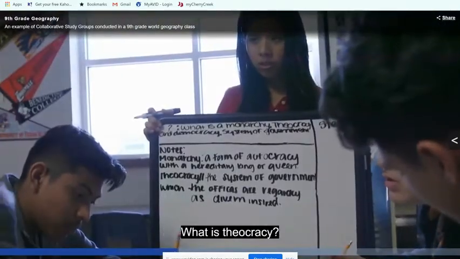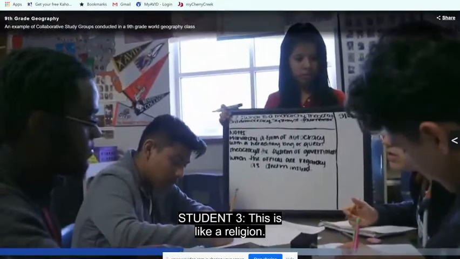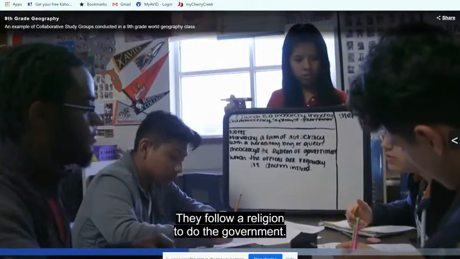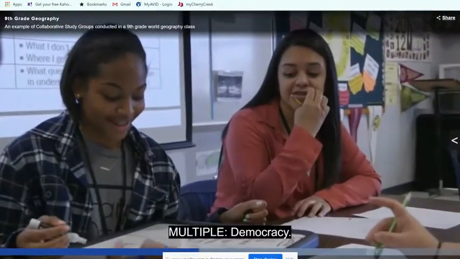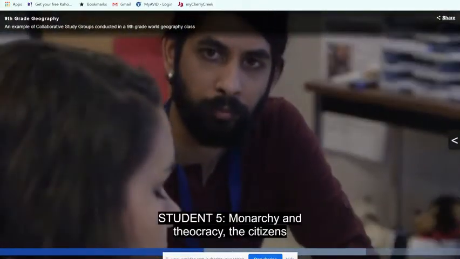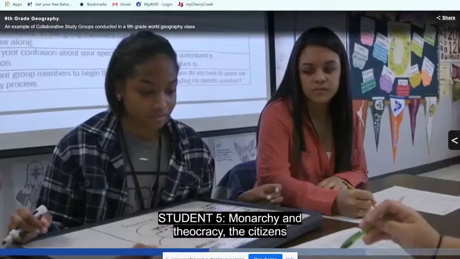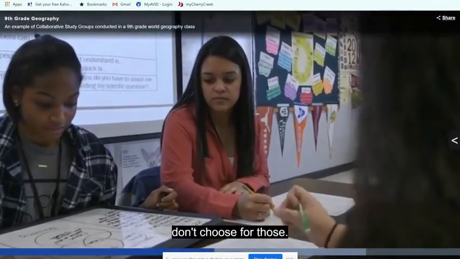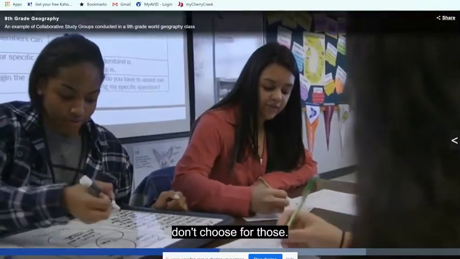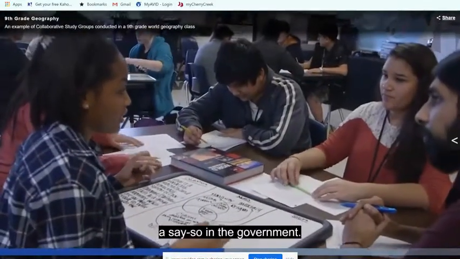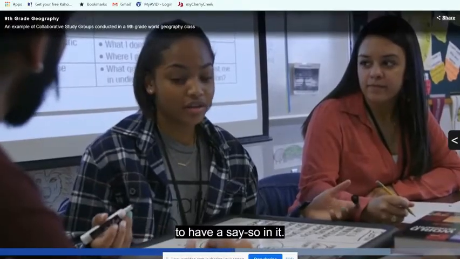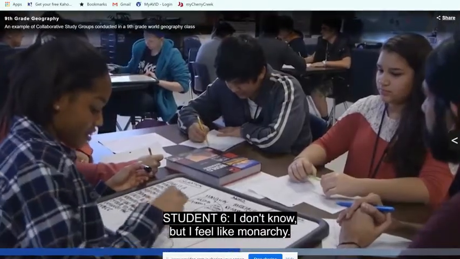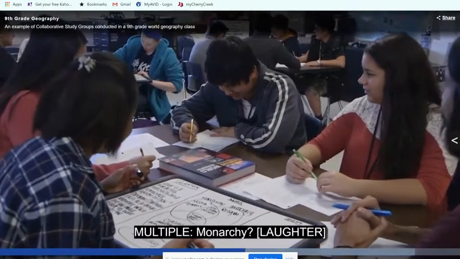Theocracy is like a religion. They follow a religion to do the government. Which one do you guys choose? Democracy. Monarchy and theocracy, the citizens don't choose for those. Oh yeah. Democracy, it's like you have a say-so in the government. You don't have to be involved with politics to have a say-so in it. I don't know, but I feel like monarchy.